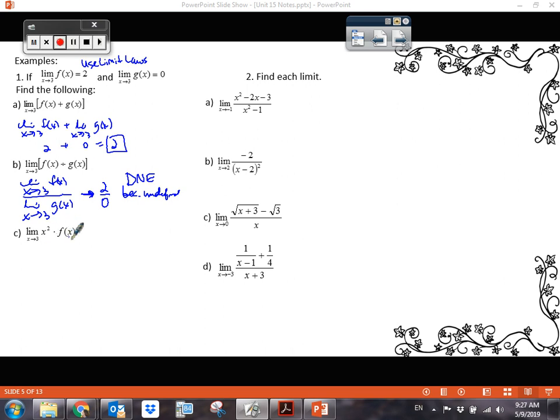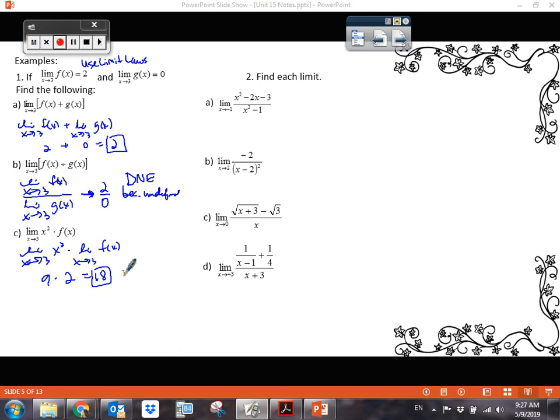So this is a product. We're going to split it up by multiplication. So the limit as x goes to 3 of x squared times the limit as x goes to 3 of f of x. Okay, so this is just a regular limit where we just substitute, just plug in the number. Plug a 3 in, I get 3 squared, which is 9. This one we're going to substitute from our information up here. It's a 2, so my answer is 18.